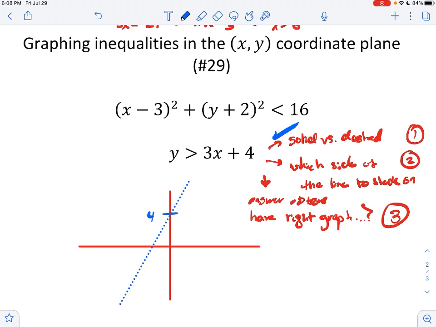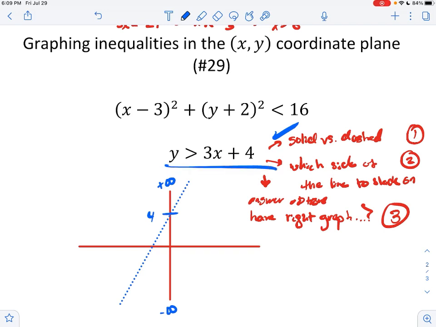Which side of the line to shade on? So this is actually very easy. Look at the y-axis really quick. There's two sides of the y-axis. There's the one that goes up and one that goes down. The part that goes up goes on forever, right? This y-axis is just a concept that says it goes infinitely up to positive infinity and it goes infinitely down to negative infinity.